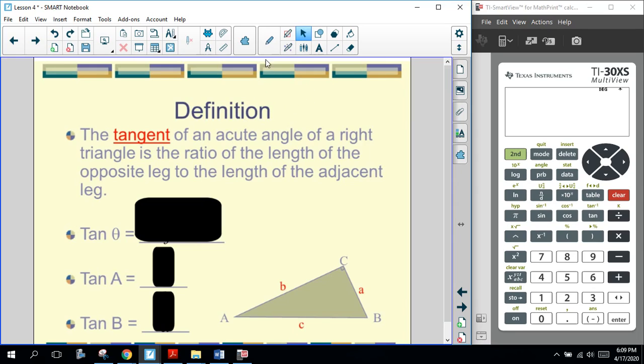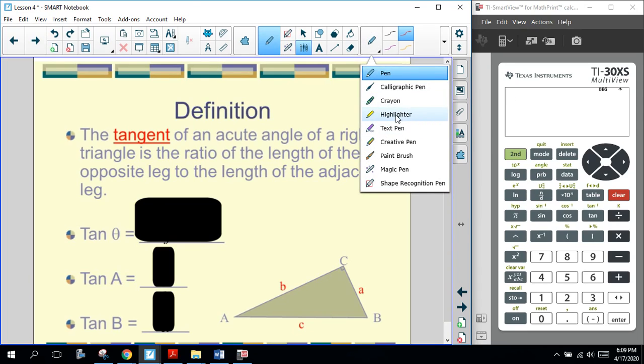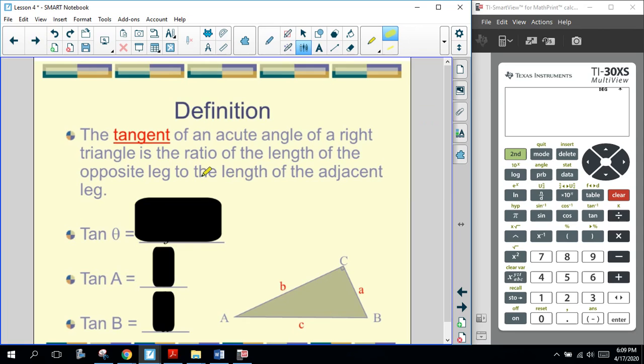Definition says the tangent of an acute angle of a right triangle is the ratio of the length of the opposite leg over the length of the adjacent leg. So important things here. This is a tangent of an acute angle. It's for a right triangle. It is a ratio, and it's a ratio comparing the length of your opposite leg to the length of the adjacent leg.